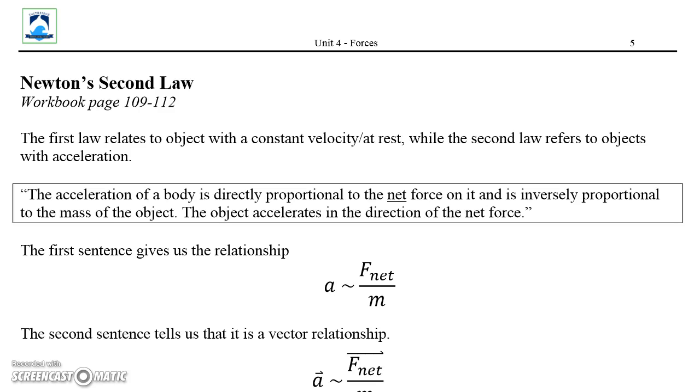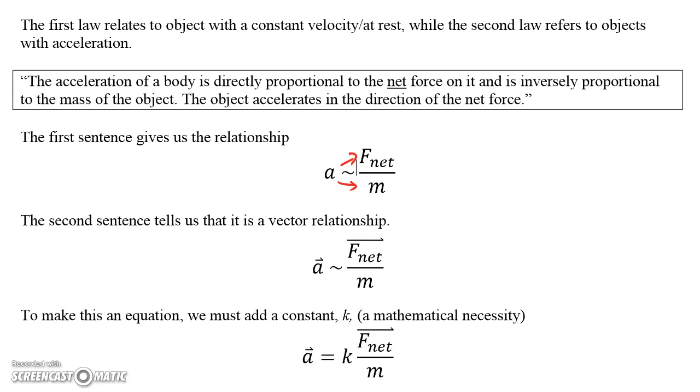So the first sentence gives us the relationship between the acceleration and net force and mass. So we get that it is directly proportional, so that's why with the net force, and inversely, so we're dividing by the mass. The second sentence tells us it's a vector, a direction. So we get that vector direction in there, so F net is a vector. Acceleration is also a vector, as we know.